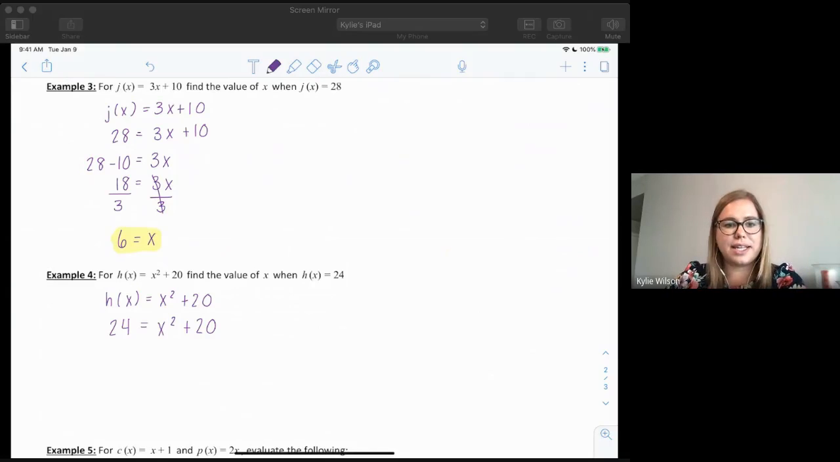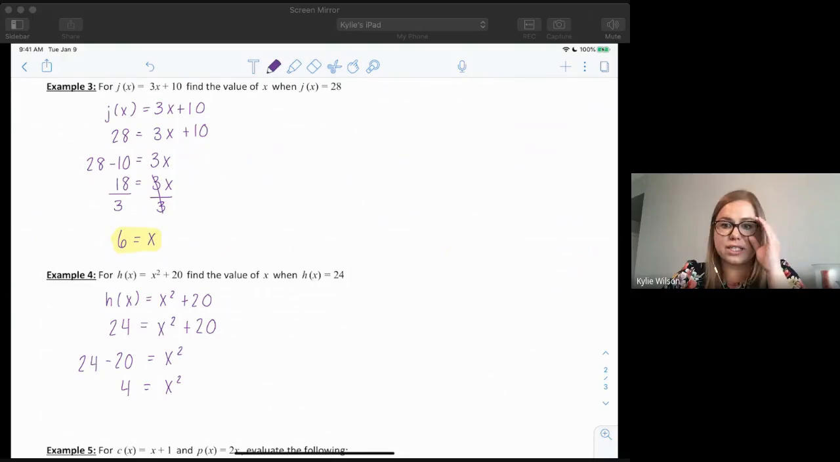And now let's try to get x all by itself. So we need to move the 20 over. 24 minus 20 equals x squared. And that will give us 4 equals x squared.